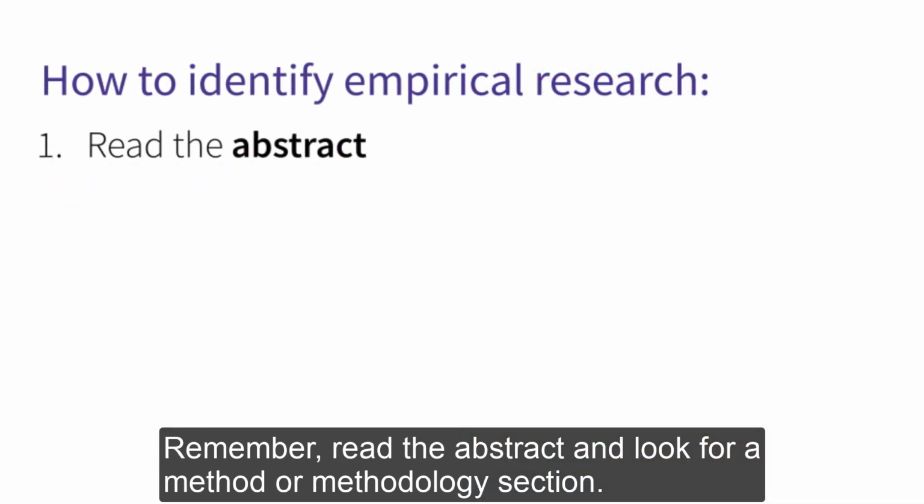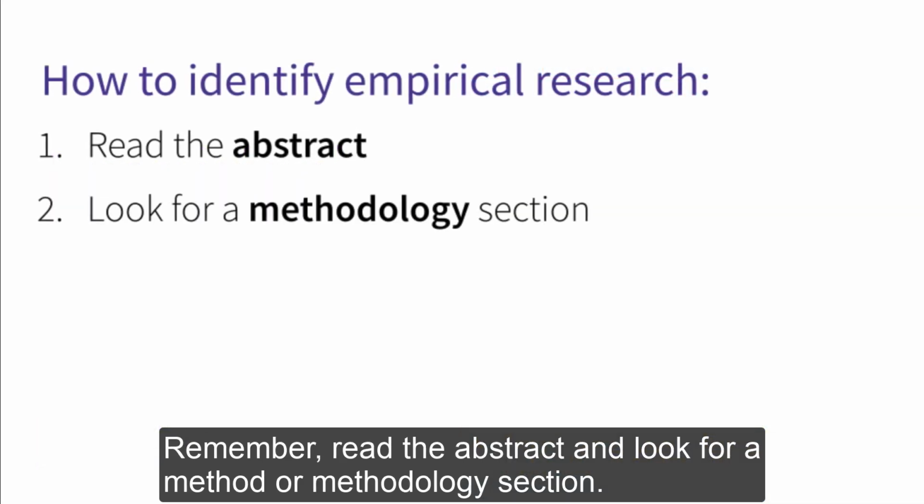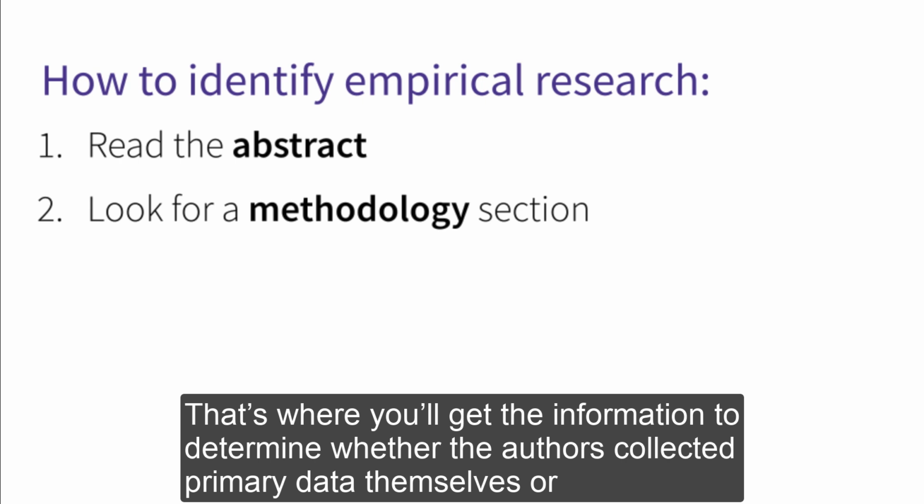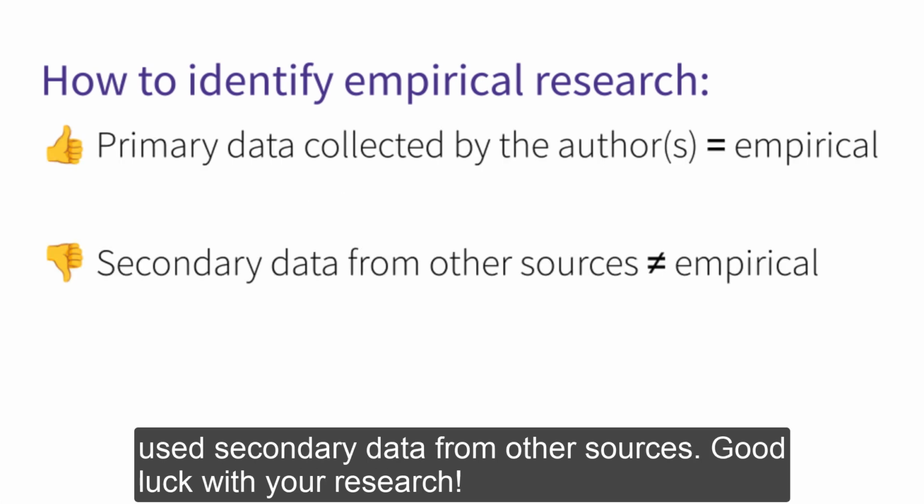Hopefully this tutorial will help you identify empirical research on your own. Remember, read the abstract and look for a method or methodology section. That's where you'll get the information to determine whether the authors collected primary data themselves or used secondary data from other sources. Good luck with your research!